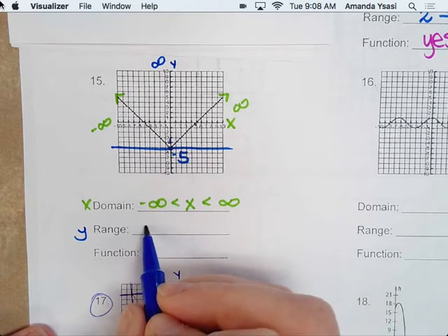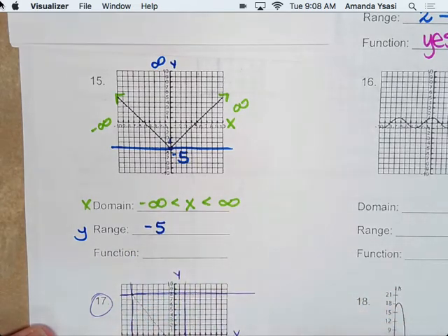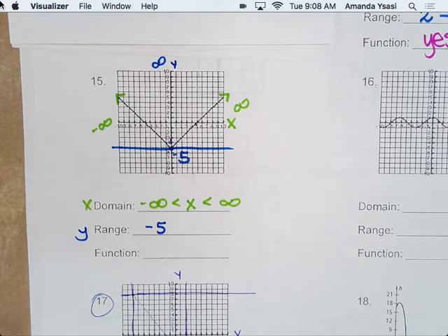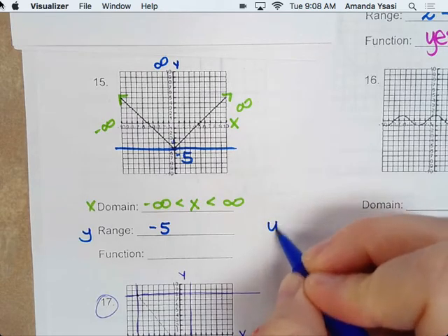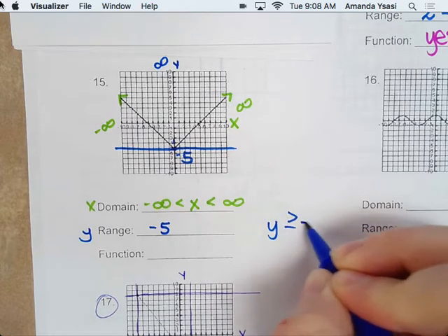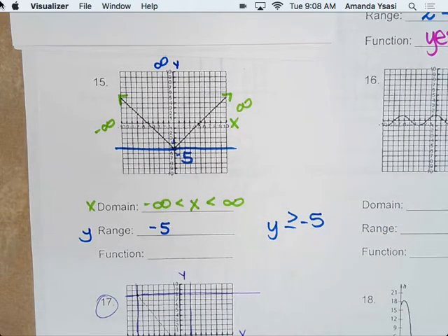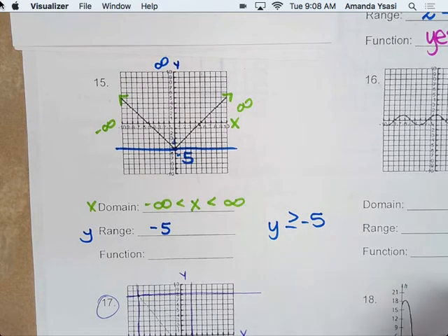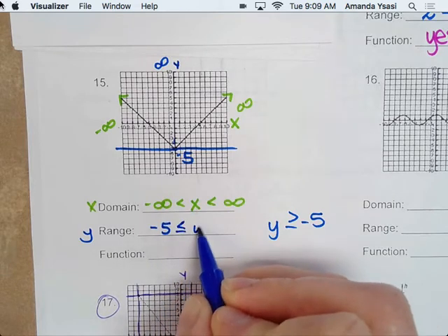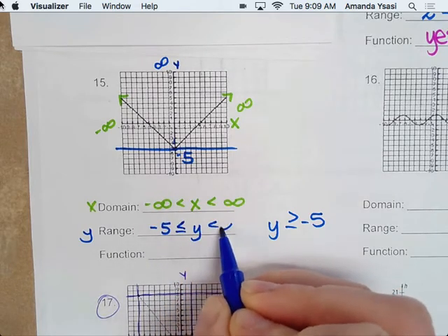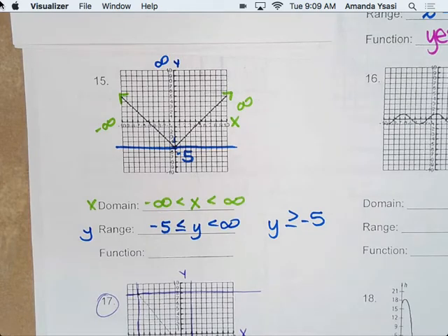So how do we write that? There's two ways. Okay, so what's one of them? Tell me what one of them is. Y greater than or equal to -5. Very good. And then what's the other way? Good. All right, awesome. And then function?